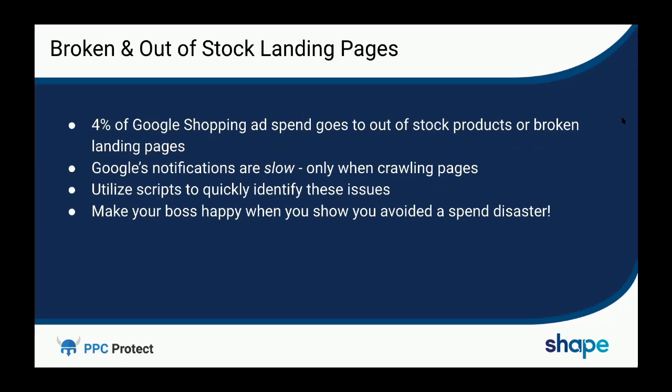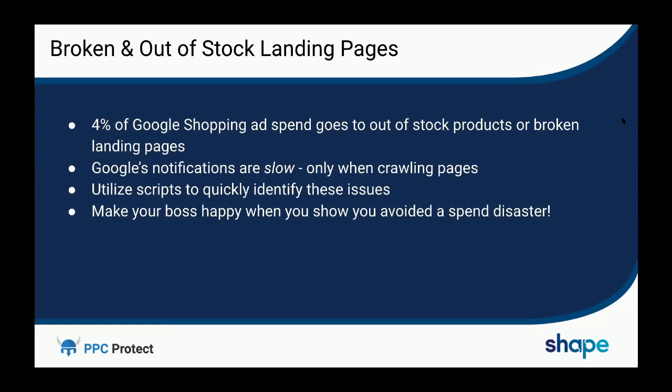So we manage about $100 million a month of budget here at PPC Protect. And we see within that about 4% of the Google Shopping ad spend is going to products that are out of stock, so no one can actually buy them, or is going to broken landing pages. Now, you've probably seen in Google Ads, you will get a notification that there is an error for that page. It's not working. Those notifications are slow. They're not fast to be received.